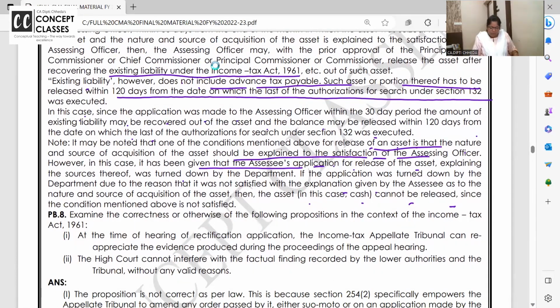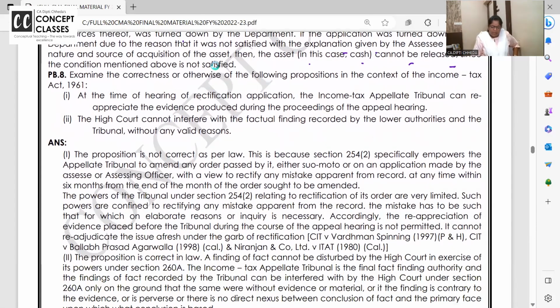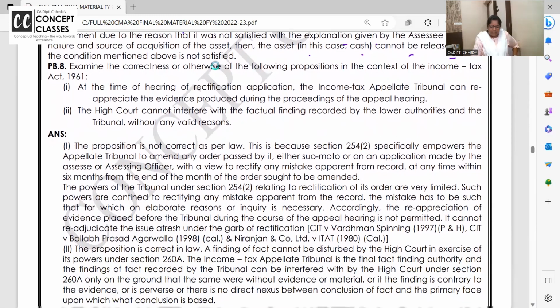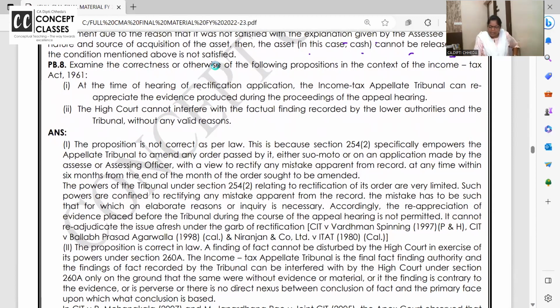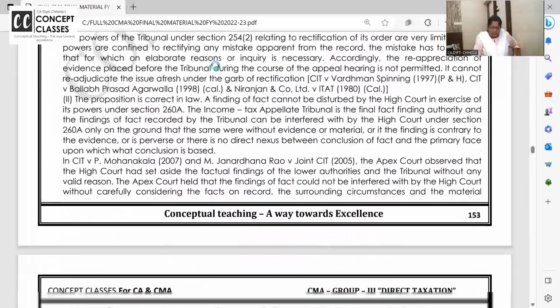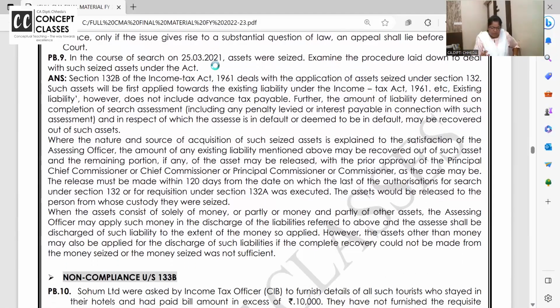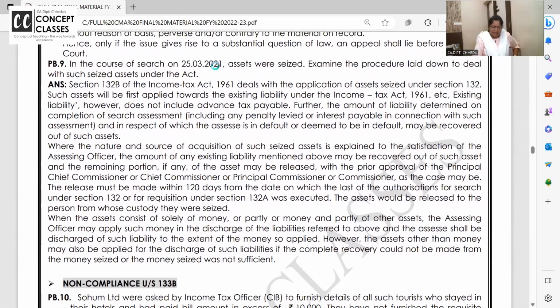But if they have turned down the application, कुछ नहीं करोगे आप. Examine the correctness and otherwise. At the time of hearing of rectification application, income tax appellate tribunal. अच्छा, this one is तो एक income tax का अच्छा question है जो यहाँ आ गया. एक मिनट पहले 9th वाला.